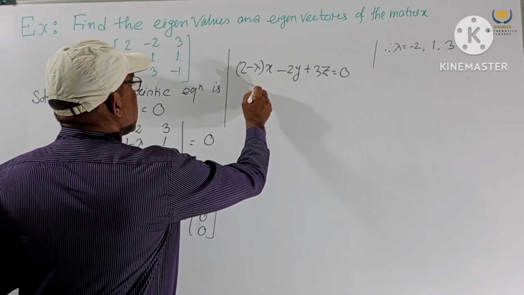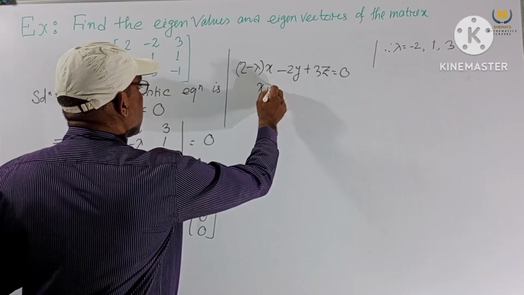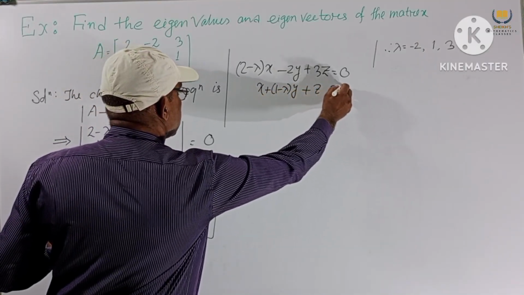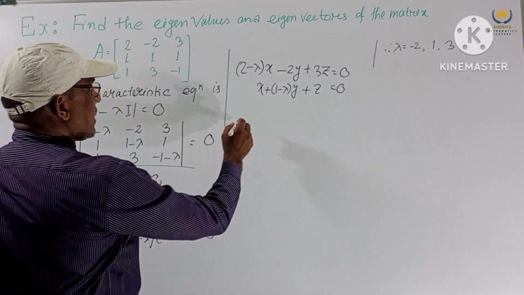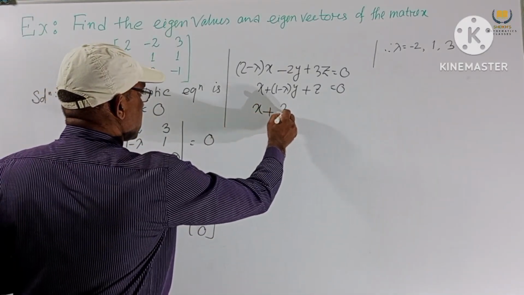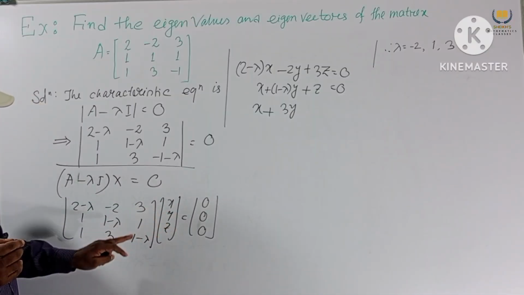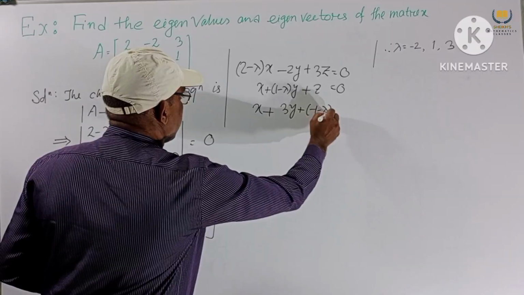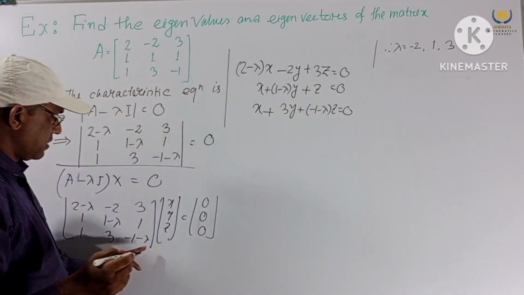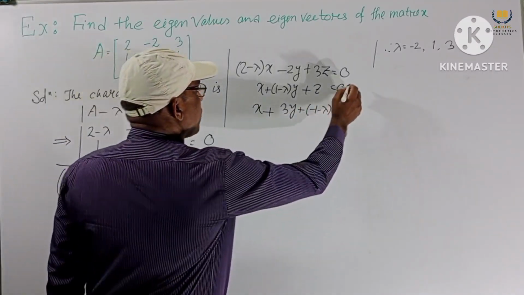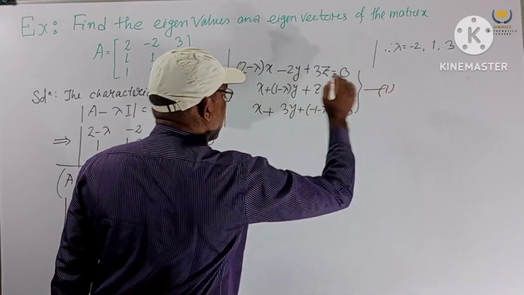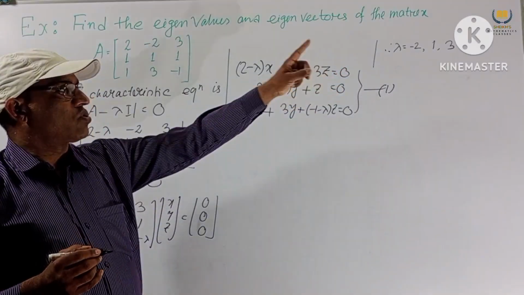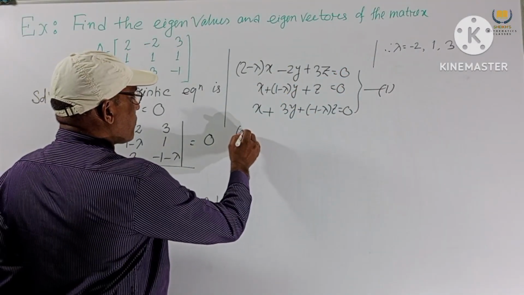This one. And 1x, 1 minus lambda y, 1z: that means x plus 1 minus lambda times y plus z equal to 0. Next, x plus 3y plus minus 1 minus lambda times z equal to 0. This whole we consider as number 1. Now we put the values of lambda equal to minus 2, 1, 3. Case 1.